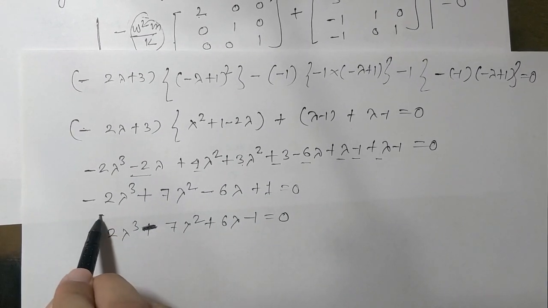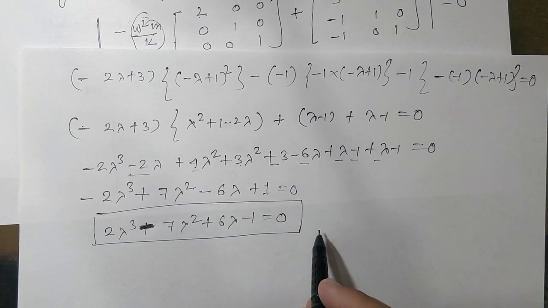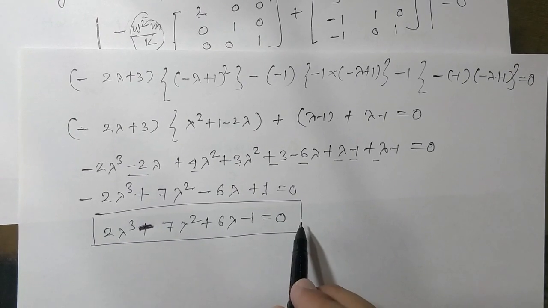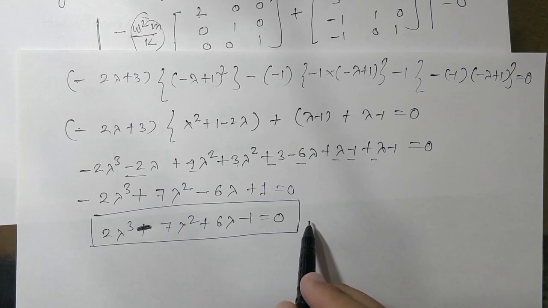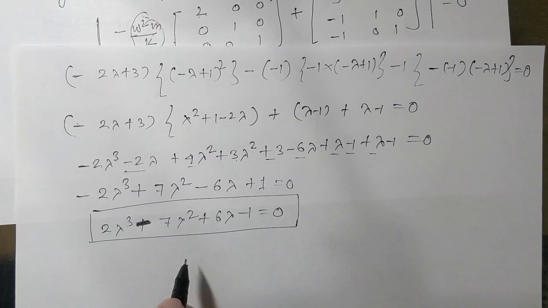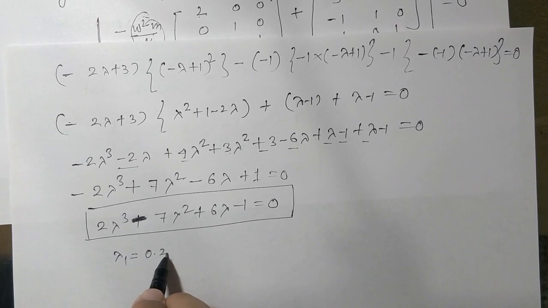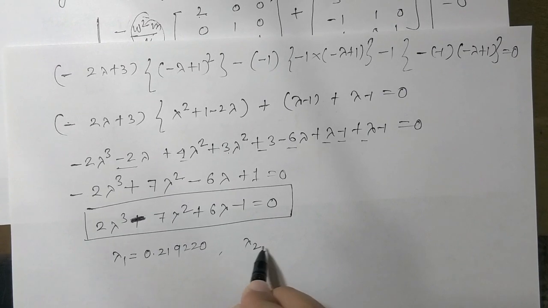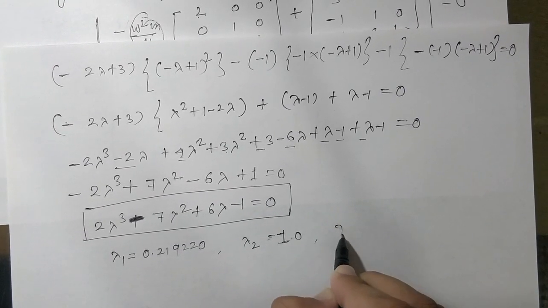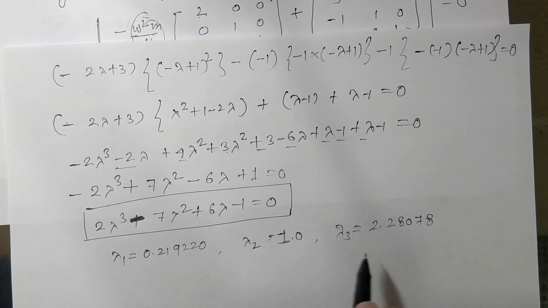So we have a cubic equation in lambda, and since we are solving a 3 degree of freedom system, this equation will have 3 roots. If we solve this, we'll get the 3 roots of lambda. Lambda 1 equals 0.219220, lambda 2 is equal to 1, and lambda 3 equals 2.28078. So we have 3 roots of this equation.